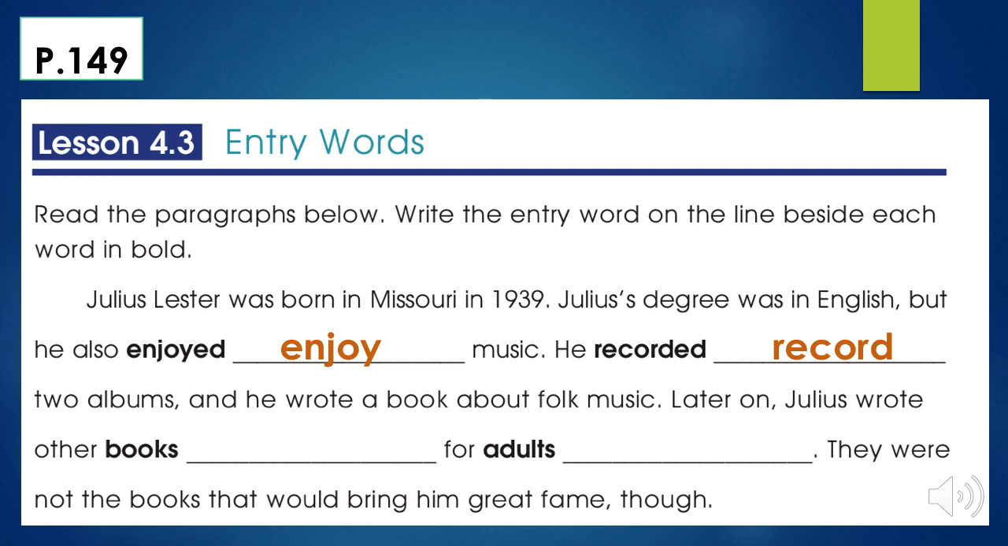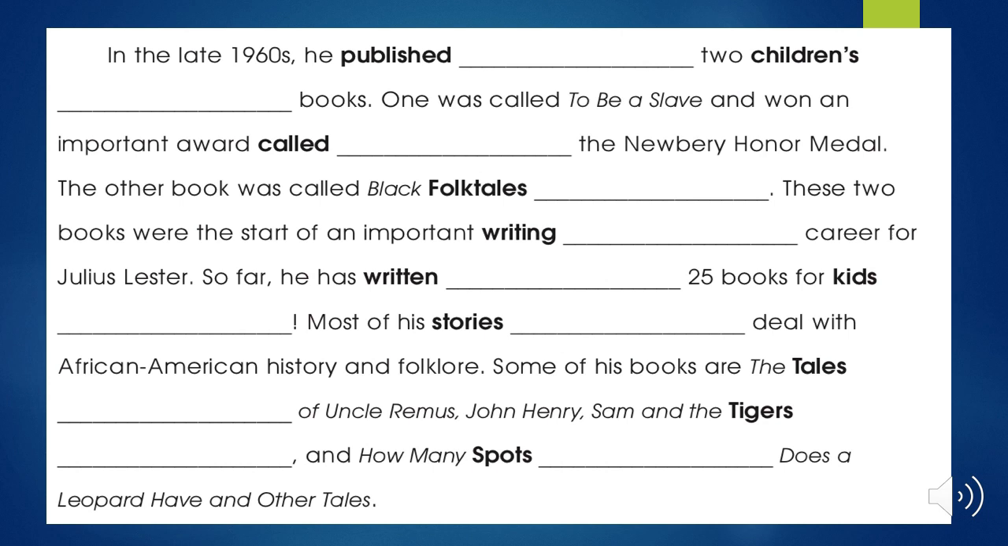Books. Book. Very good. So you write book without S. Adults. Again, you write it without S. And you continue so on with the rest of the bold words. Published, which is publish. Children's. Where is the base form of this word? It's children.